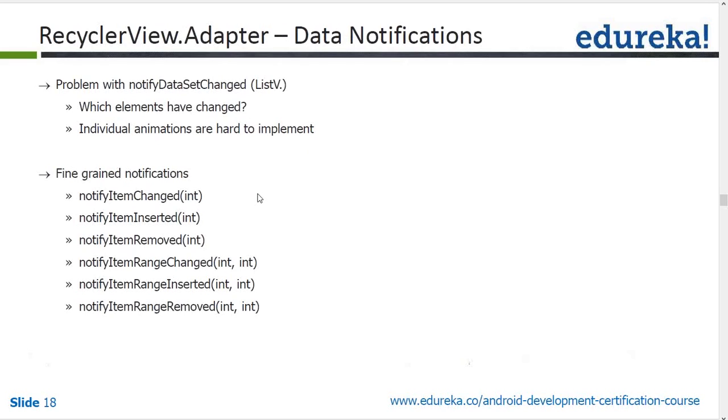It means whenever you change any particular item in the Recycle View, it will give you the callback. Whenever somebody inserts a new item or removes an item from the Recycle View, you will get the callback. So you can see Recycle View also gives you very useful callbacks whenever the data set changes inside the Recycle View.